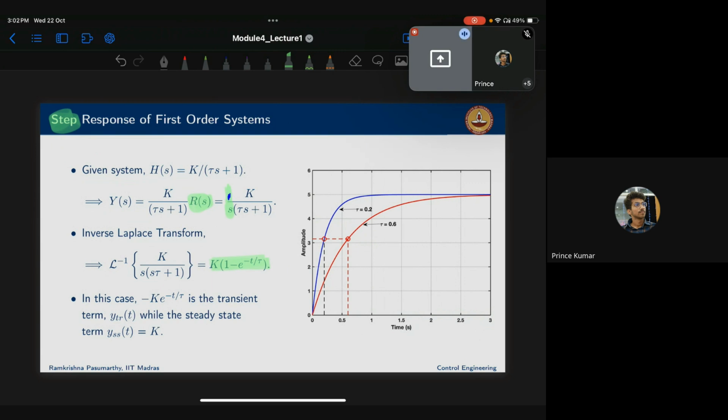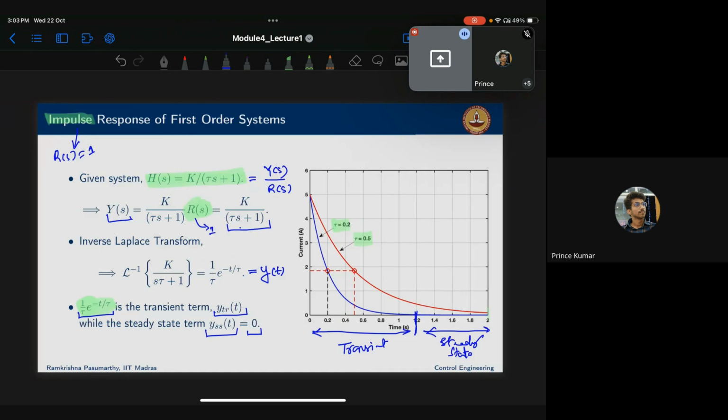Here this part is the transient part, that is y transient, whereas the steady state part is going to be constant k. It means that we simply keep substituting the value of t. It starts at 0 and it gets settled to this k. So this is nothing but k for different values of tau. Here tau is 0.2, here tau is 0.6. That is the step response.